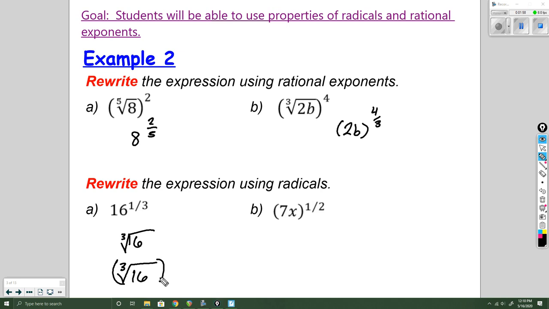Now obviously for some you could write this as well. Raise that whole thing to the first power. It's not wrong, it's just a little redundant. Alright, then for part B, once again let's make sure 7x is what's inside that radical. 2 is the index, 1 is what we're raising this to. Both of those things are implied. Remember, it's not wrong if we do this. It's just a little redundant. Alright, let's move on.